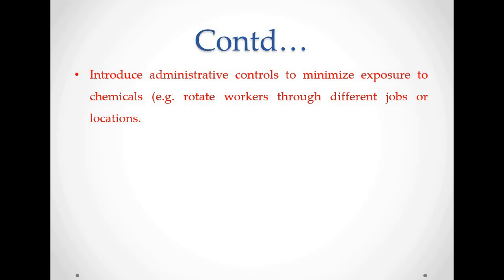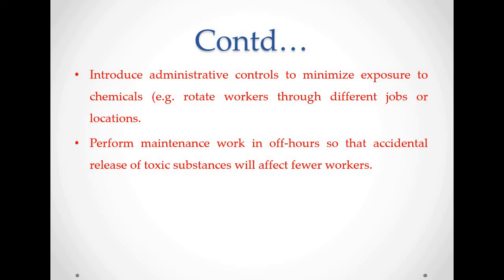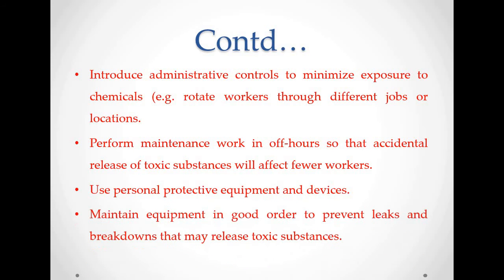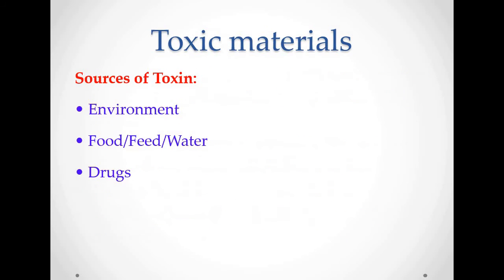And introduce administrative controls to minimize exposure to chemicals. Example, rotate workers to different jobs or locations. Perform maintenance work in off hours so that accidental release of toxic substances will affect fewer workers. Use personal protective equipment and devices. Maintain equipment in good order to prevent leaks and breakdowns that may release toxic substances.